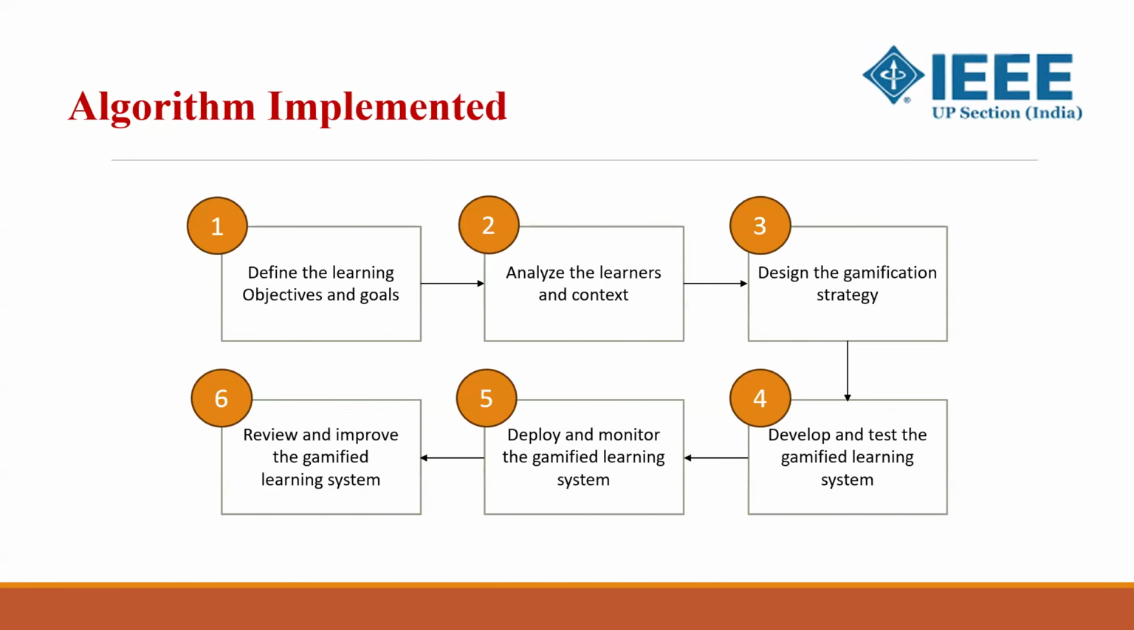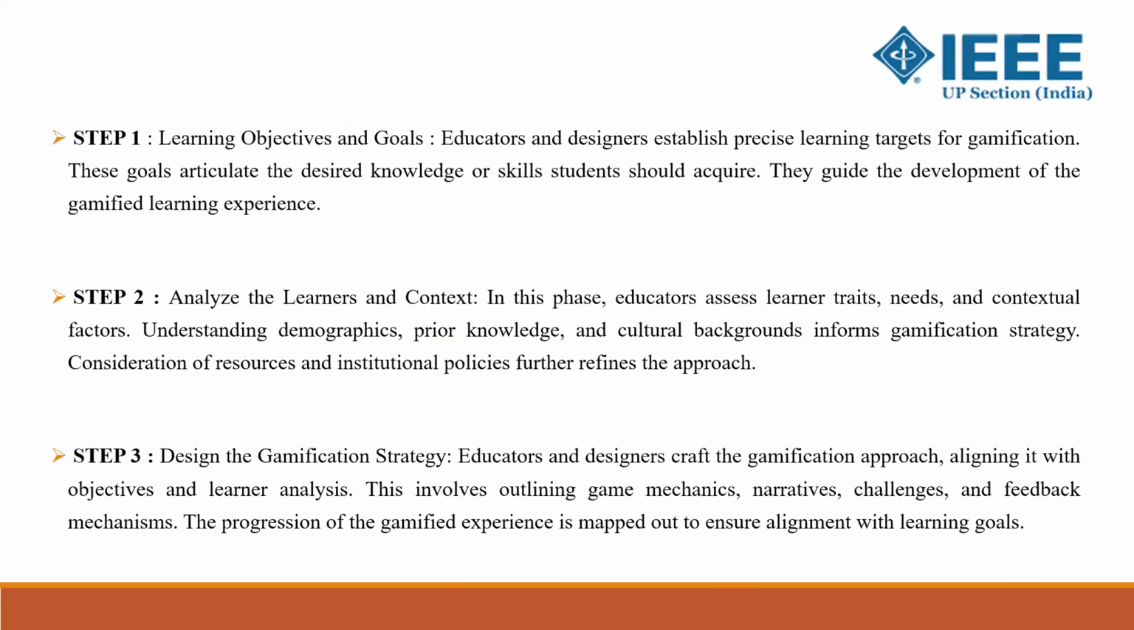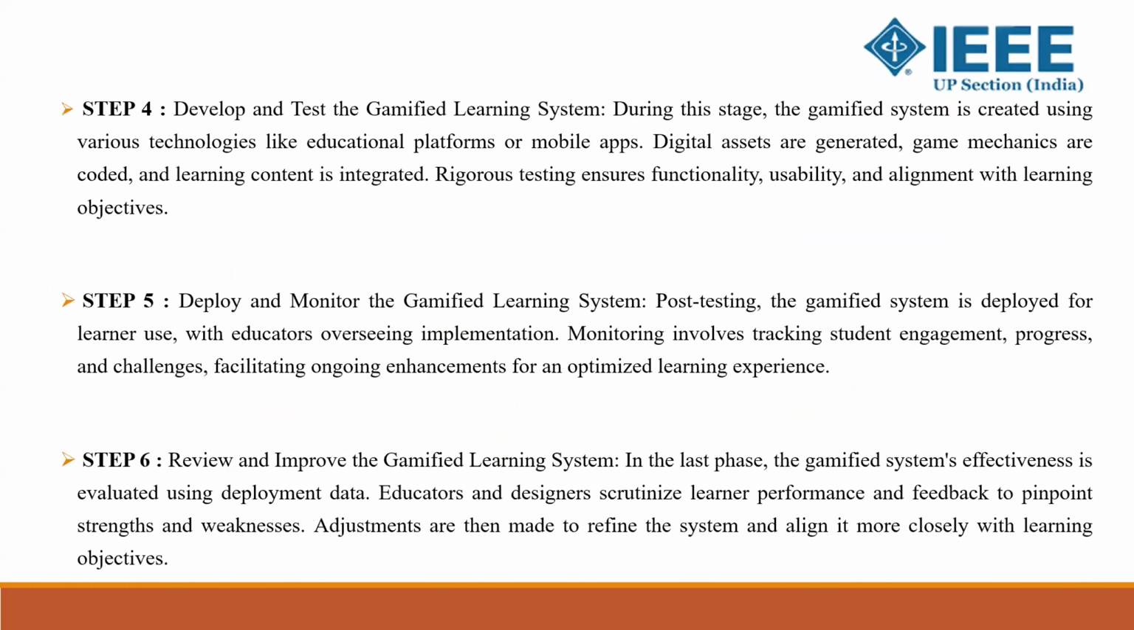In the algorithm we implemented, there are 6 initial steps. First, we define the learning objectives and goals, analyze the learner's context, design the gamification strategy, develop the gamified learning system, deploy the gaming system, and review the gaming system accordingly. Educators and designers establish precise learning objectives and goals in the initial phases of our gamification framework. There are many steps in the gamification system.